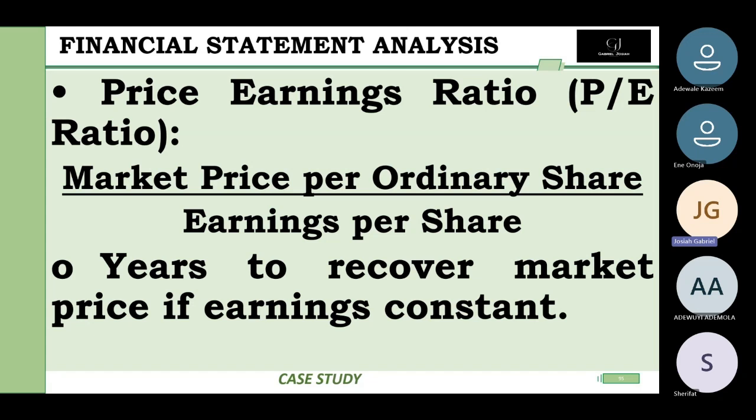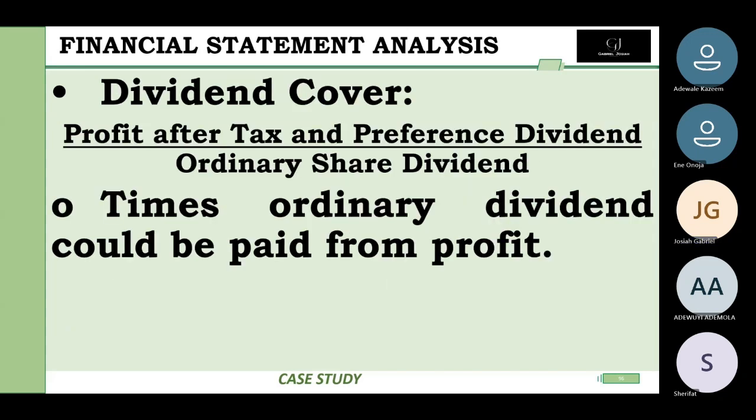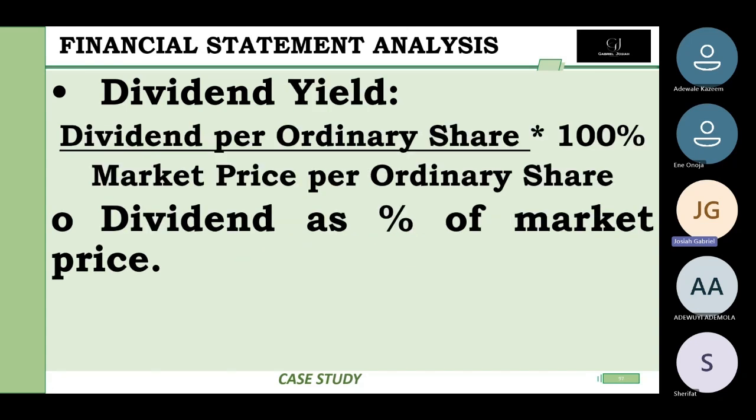So the price on the stock, on the floor of the stock exchange, is what is used to express this earnings per share. Then we have the dividend cover, which is the same numerator, but then divided by the ordinary share dividend, which is the dividend per share. And it speaks to how many times the ordinary dividend could be paid from profit.